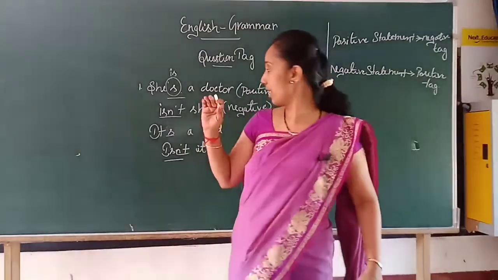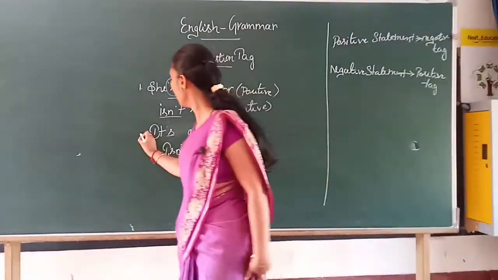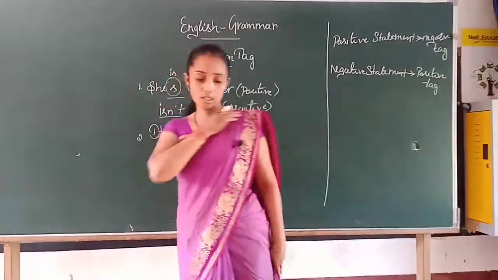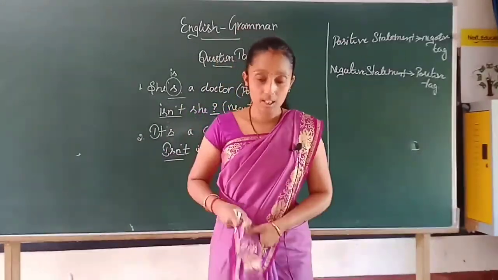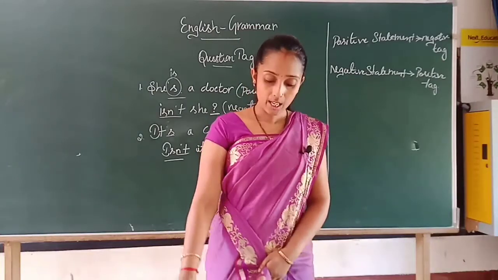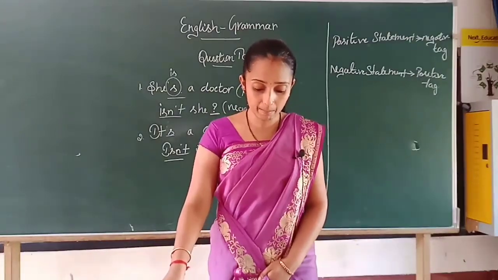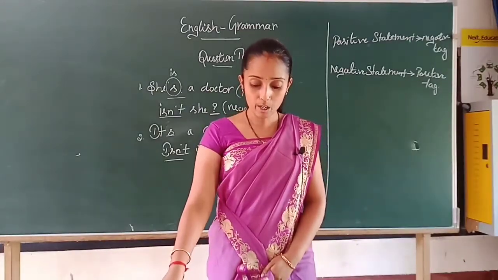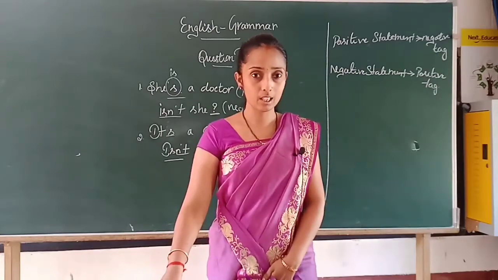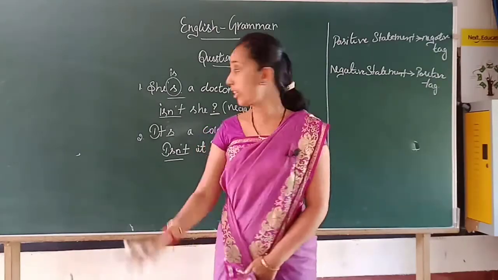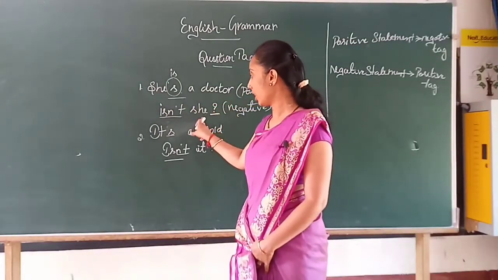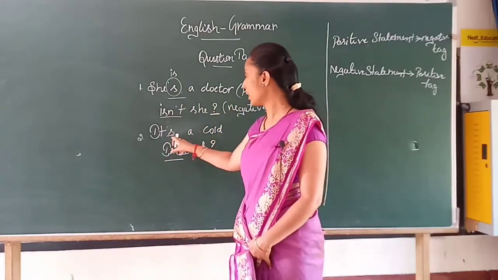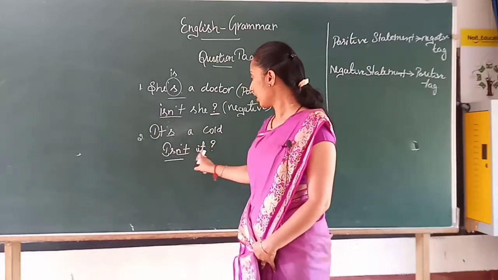And below, after this example, write down. See, below what you have written, check what you have written. In this case, when the statement is positive, we use a negative question tag, right? And below that you have taken this example: she is a doctor, isn't she? Then the second example: it is cold, isn't it?